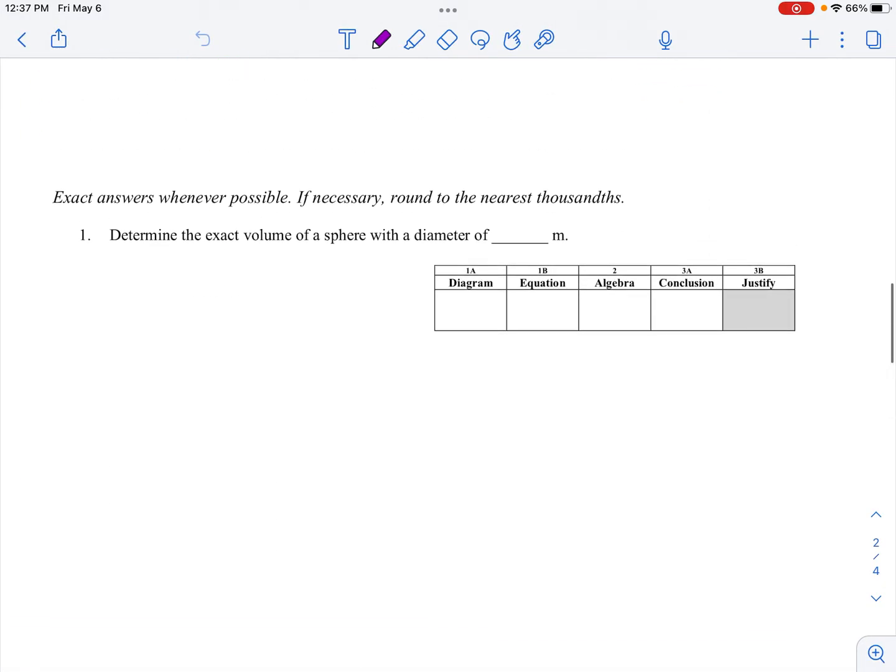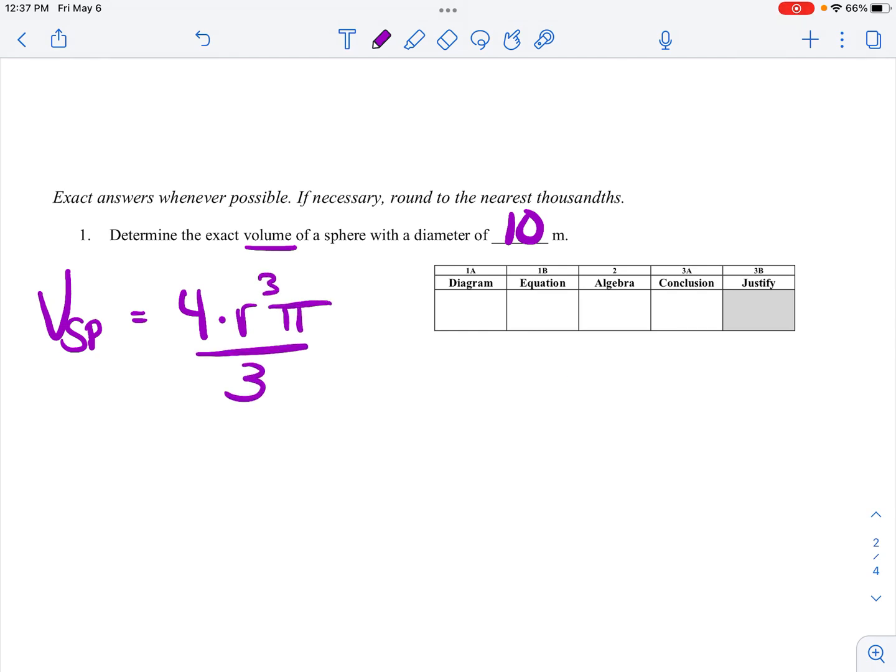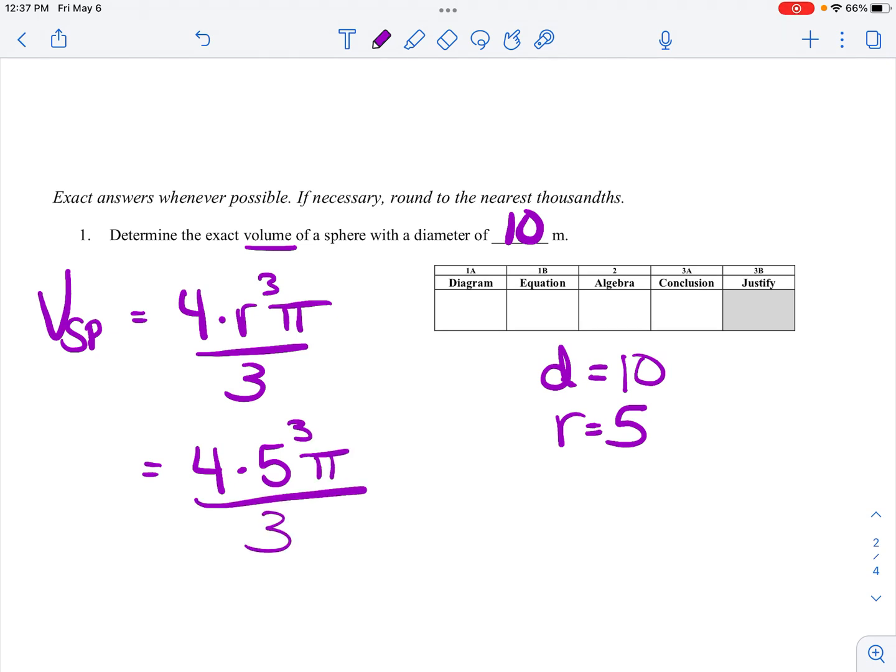Let's get started. So my first question says, determine the exact volume of a sphere with a diameter of 10. So again, volume of a sphere is 4 times radius cubed pi divided by 3. If my diameter is 10, that means my radius is 5. So I'm going to go ahead and do 4 times 5 to the 3rd power pi divided by 3.